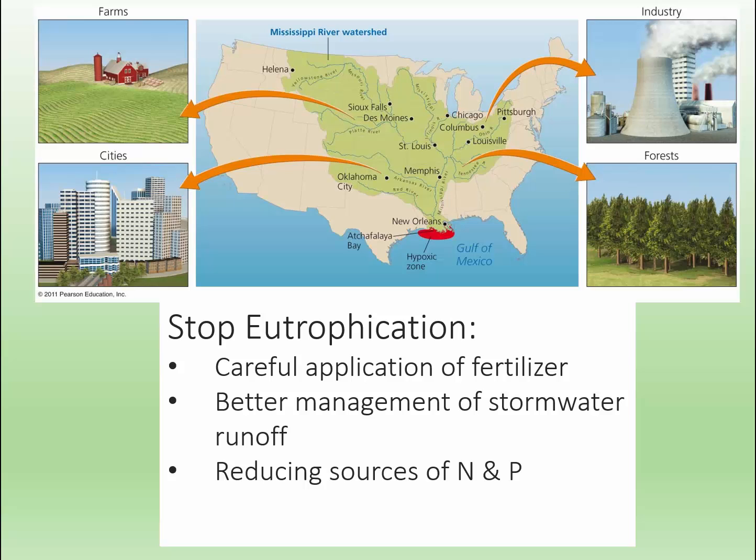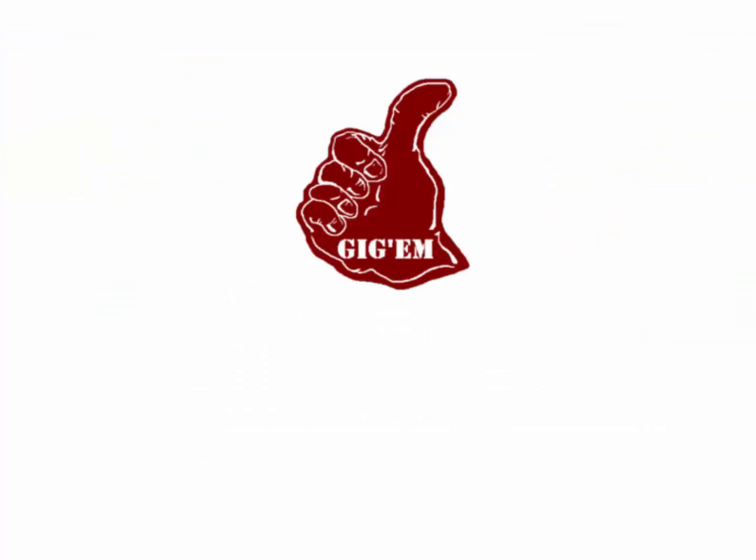Eutrophication can be prevented by judicious application of fertilizer, better management of stormwater runoff, and by overall reducing the sources of nitrogen and phosphorus that are released into the environment. This concludes this mini lecture on environmental systems, ecosystem ecology, eutrophication, and the Chesapeake Bay.